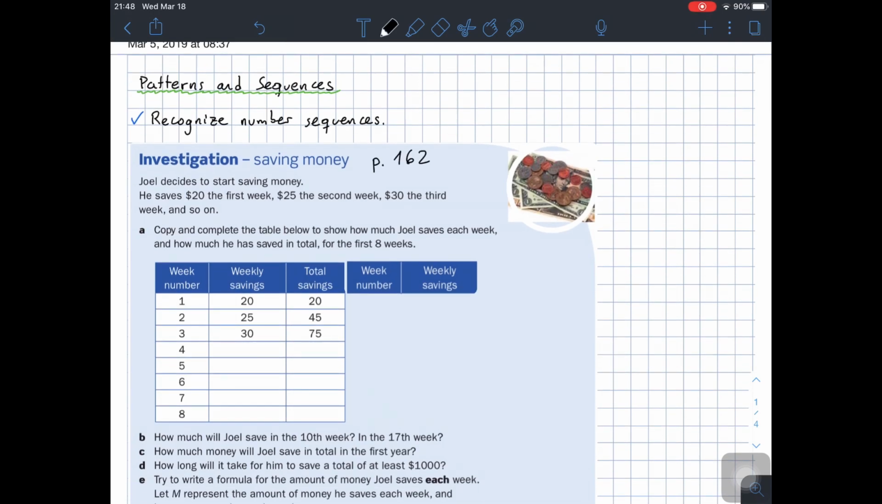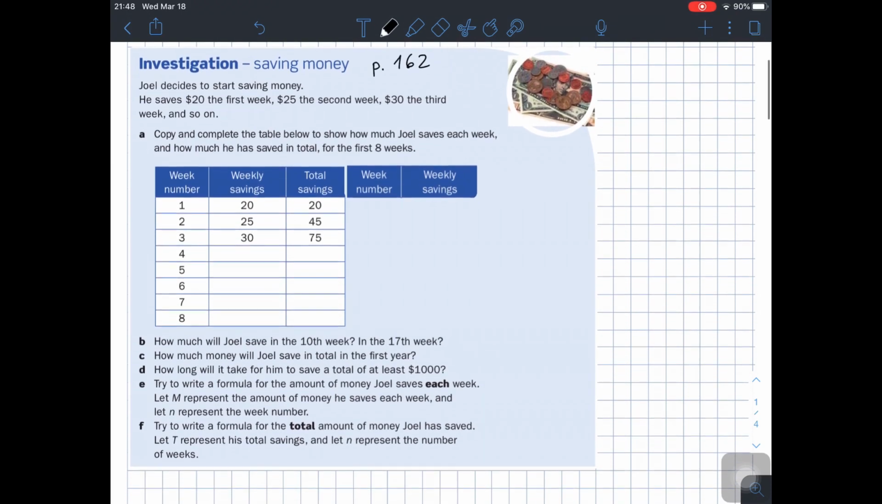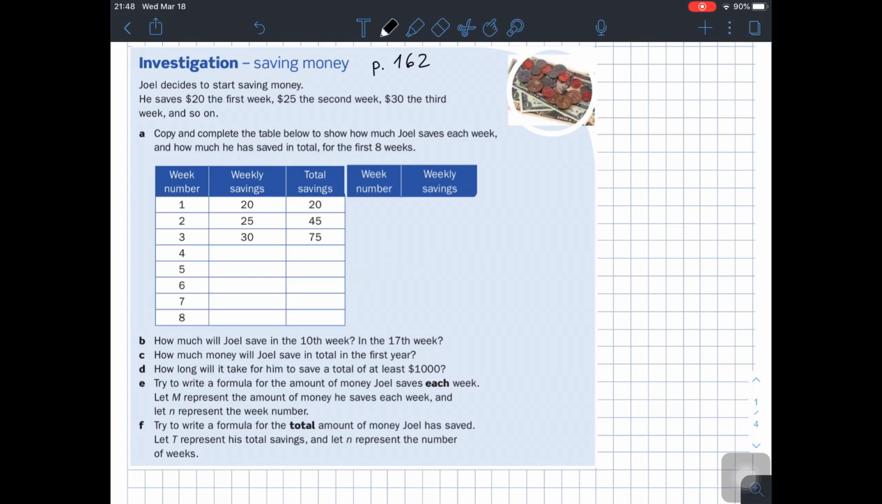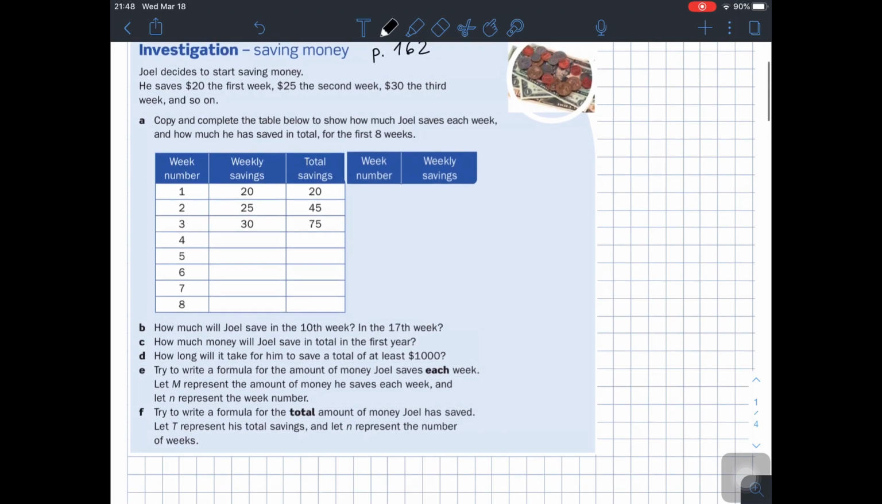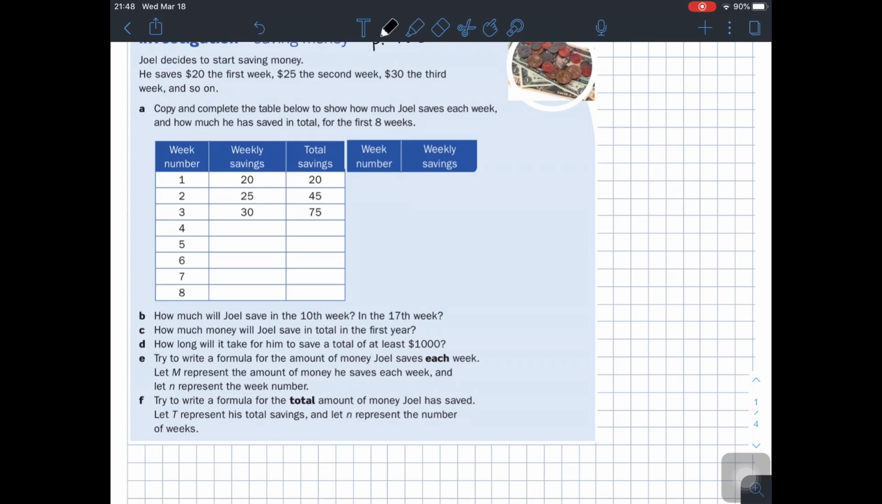So we're going to start this by doing a short investigation, which says the following. Joel decides to start saving money. He saves $20 for the first week, $25 for the second week, $30 the third week, and so on. Copy and complete the table below to show how much Joel saves each week and how much he has saved in total for the first 8 weeks. So we have this table over here. First week $20, second $25, third week $30.